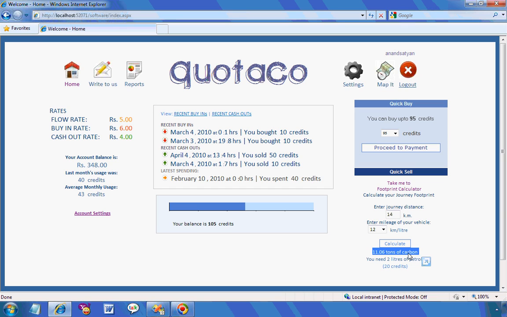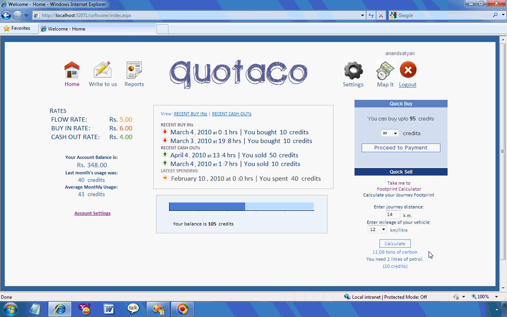the equivalent carbon dioxide which is emitted into the atmosphere due to this journey. And it tells me that I will be needing 2 liters of petrol to travel this distance, which is an equivalent of 20 credits, so that I will know that if I want to travel so much, I have a minimum of 20 credits in my account, and I can plan my monthly usage based on this. So I will need around 600 credits per month to travel this distance every day.